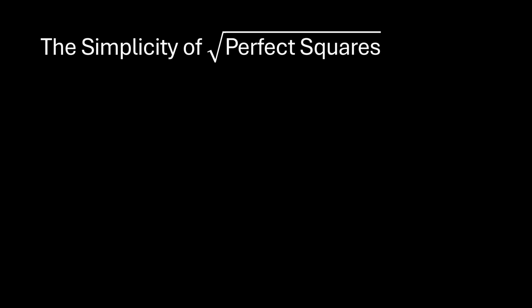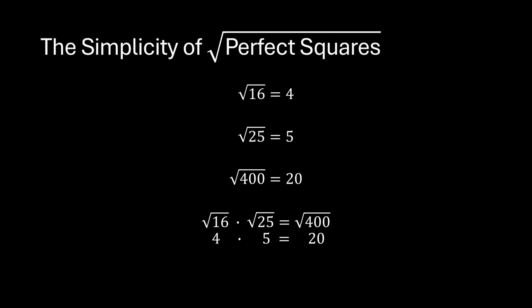Now, the key to understanding this is the simplicity of perfect squares. So what I mean by that is the square root of 16 is equal to 4. We know that because 4 times 4 equals 16. And another thing you've probably learned is the square root of 25 equals 5. Well, if we keep going, we can find other perfect squares like square root 400 equals 20. But we can learn something new.